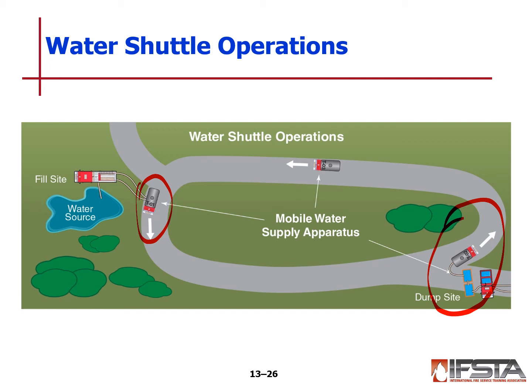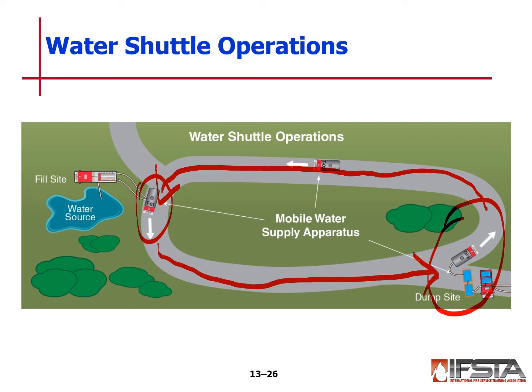So you have to add in the time it takes to dump, and then that vehicle will travel the course all the way back to the fill site and complete the loop again all the way back to the dump site. So the total time that it takes for this operation to happen will help gauge how many gallons per minute you're going to be able to provide in that shuttle. Certainly, the more tanker trucks that you have involved, the more water that you will be able to supply to the scene.